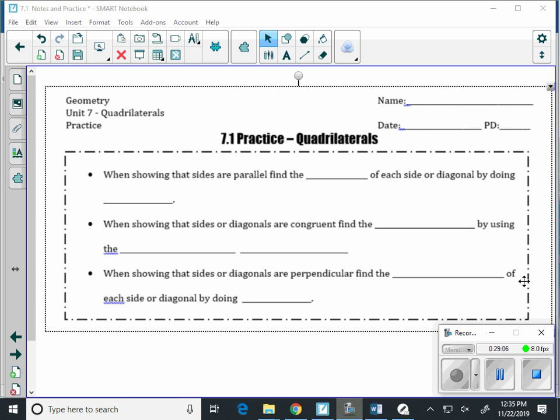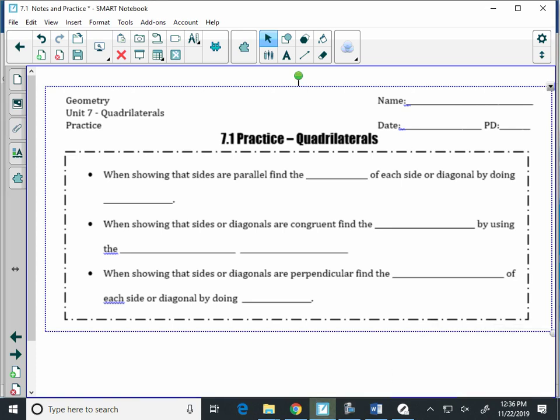Let's go ahead and fill in this box together. So, we said when showing that sides are parallel, we are going to find the what of each side or diagonal? The slope, right? By doing what? How do we find slope? Rise over run. Very good. And you're seeing that the slopes are the same. When showing that sides or diagonals are congruent, you're going to find the distance or the length by using what? Pythagorean theorem.